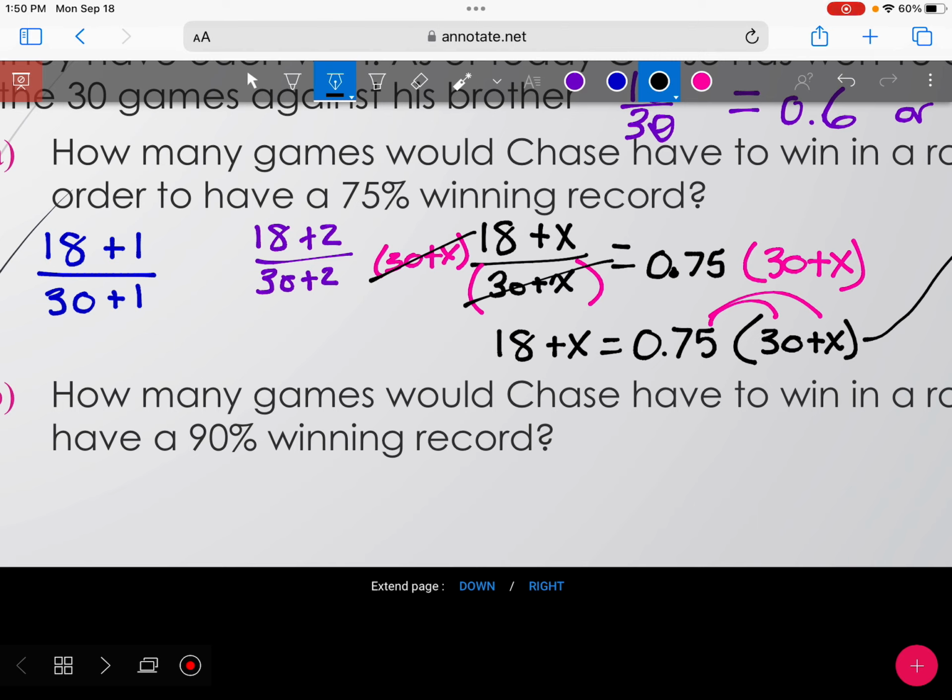We had 1x minus 0.75x. So take the x with it. So that's 1x minus 3/4 of an x. Oh, okay. There it is. I just heard that one click. Okay.